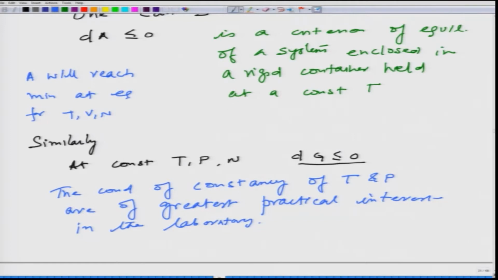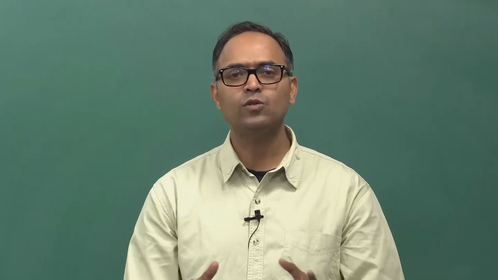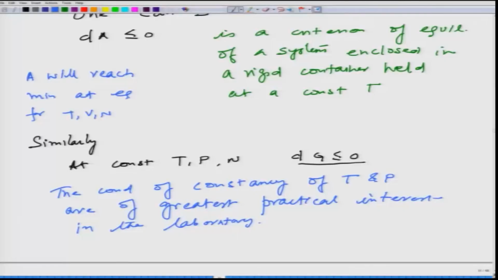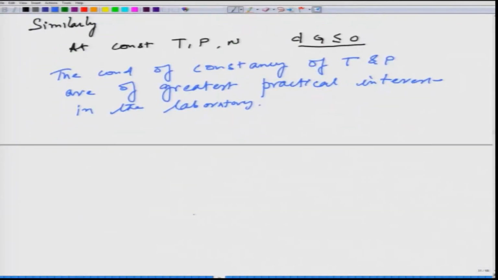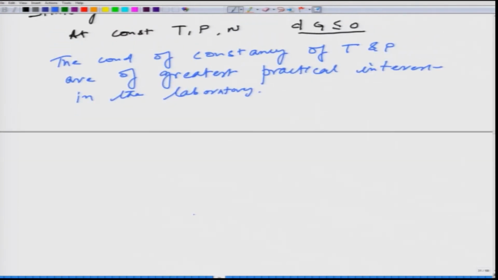now, this particular condition of constant temperature and pressure is of greatest importance to practical conditions, because this is what you maintain in the laboratory, and thus this dG less than or equal to 0, or the condition for equilibrium, plays an important role in phase equilibrium and reaction equilibrium analysis. Okay. Now, in addition to G, A also plays an important role, because you can also maintain temperature, volume and N constant in a closed rigid container.